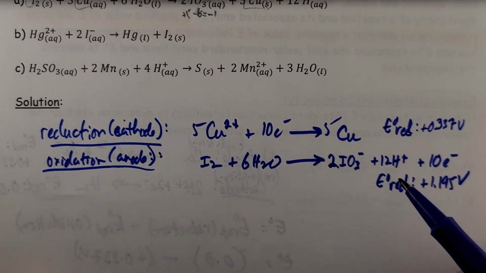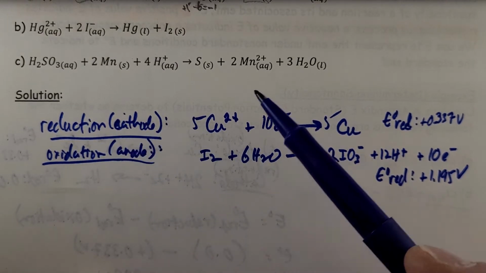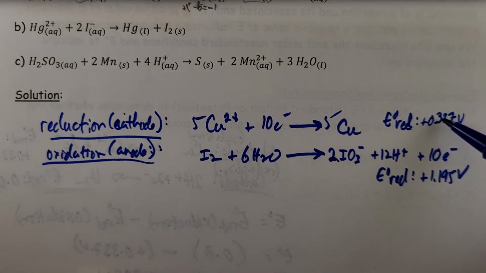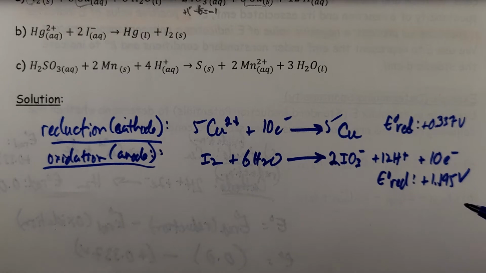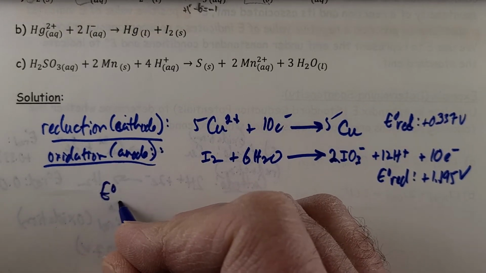Now we do a check here. So the reduction, or the cathode, should be more positive than the oxidation, and we have 0.337 versus 1.195. So we can see this isn't going to work. But let's show the equation here anyway.